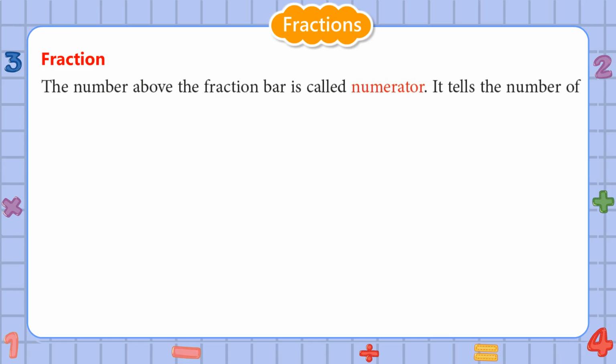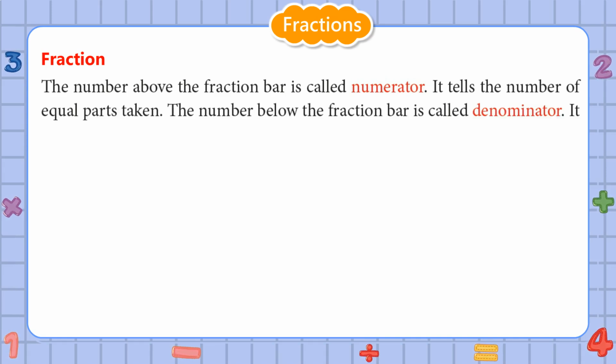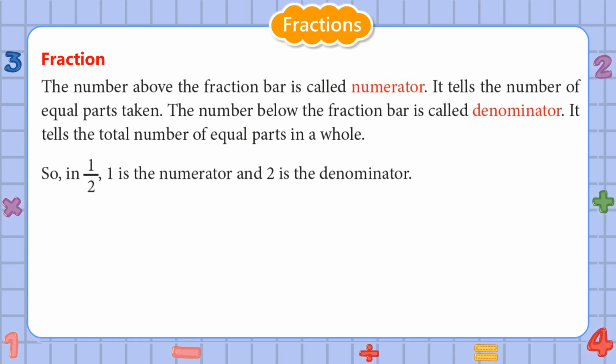The number above the fraction bar is called numerator. It tells the number of equal parts taken. The number below the fraction bar is called denominator. It tells the total number of equal parts in a whole. So, in 1/2, 1 is the numerator and 2 is the denominator. It means 1 part out of 2 equal parts.